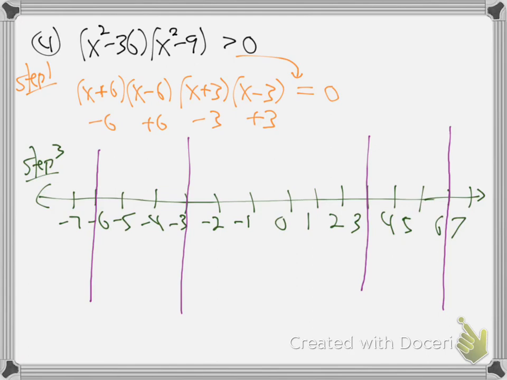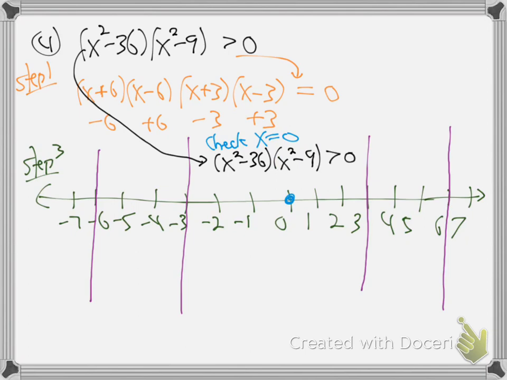So let's do that. Go right here. Check x equals 0. Whenever you check, use the first step. You don't need the factored version. You don't need anything other than the first step. Plug in the 0. So that'll be minus 36 times minus 2 negatives. Positive, some number, I don't even care.